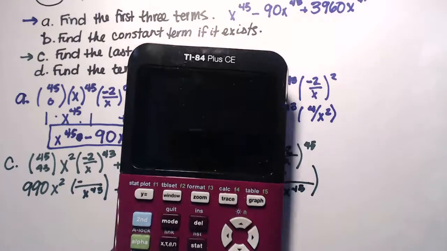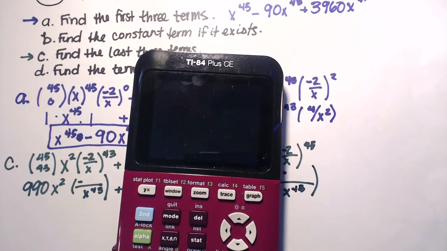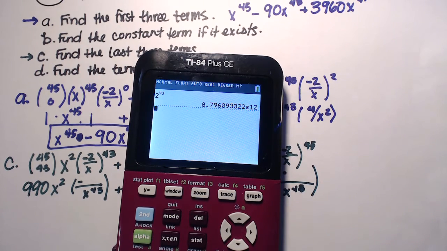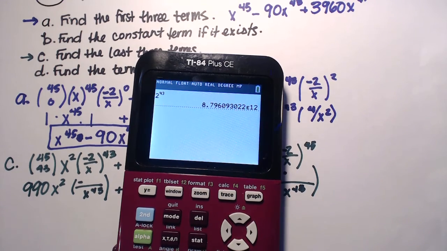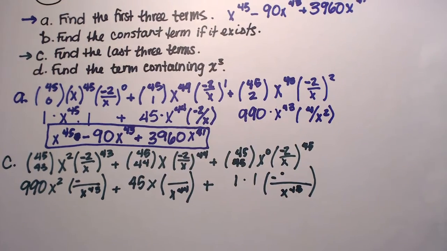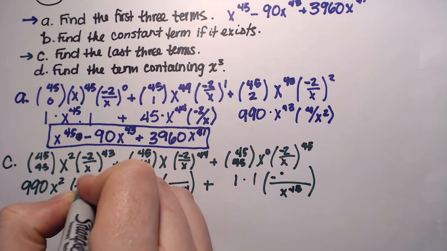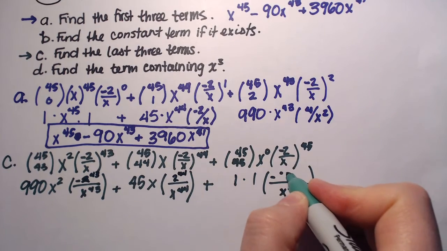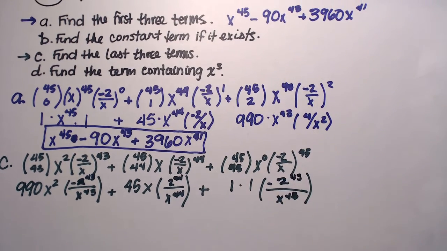So let's figure out what those 2's are. So I'm going to have 2 to the 43rd power. Let's see if it'll even do it. Oh, yeah, they're really, really, really big. So we're just going to write it as 2 to the 43, 2 to the 44, 2 to the 45. There we go. Okay, what we care about really is the x's.